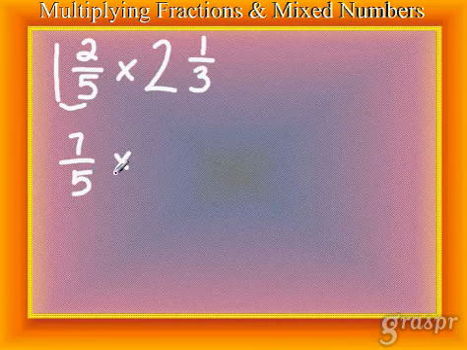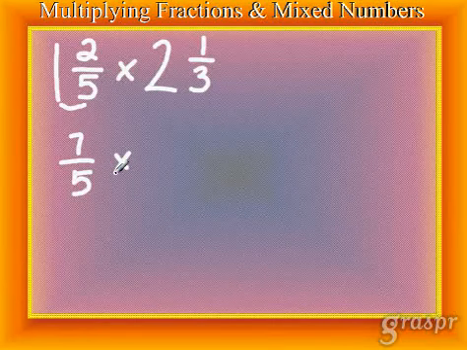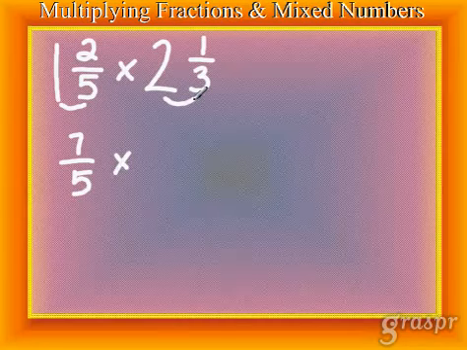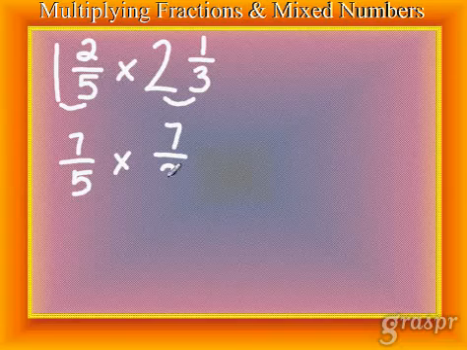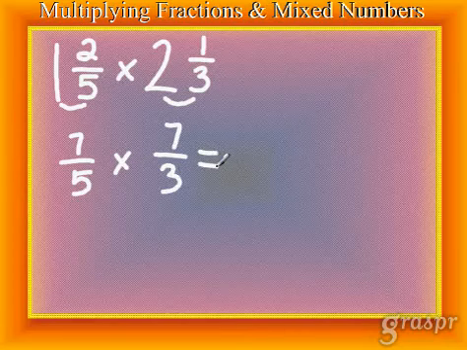And we're going to multiply that by 2 1/3, but first we need to turn that into an improper fraction. So 2 times 3 gives us 6, plus that numerator of 1 gives us 7. Keep our denominator of 3. Again, you'll see that we have different denominators, but that's okay.